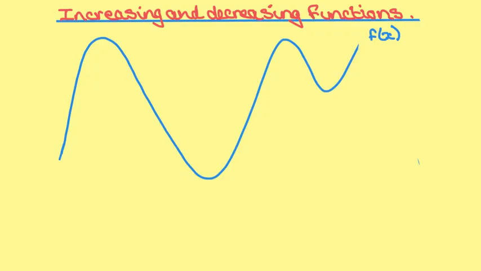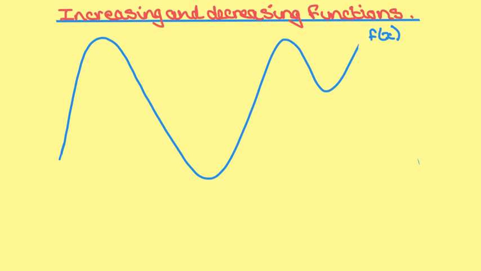In this video, we're going to be discussing increasing and decreasing functions. What I mean by that is if we take this function, if we move along the function from left to right, the function is constantly changing. What I mean by that is the gradient of the function is constantly changing. In other words, the rate of change of the function is constantly changing. We can split this function up into distinct parts, which I'm going to do now.